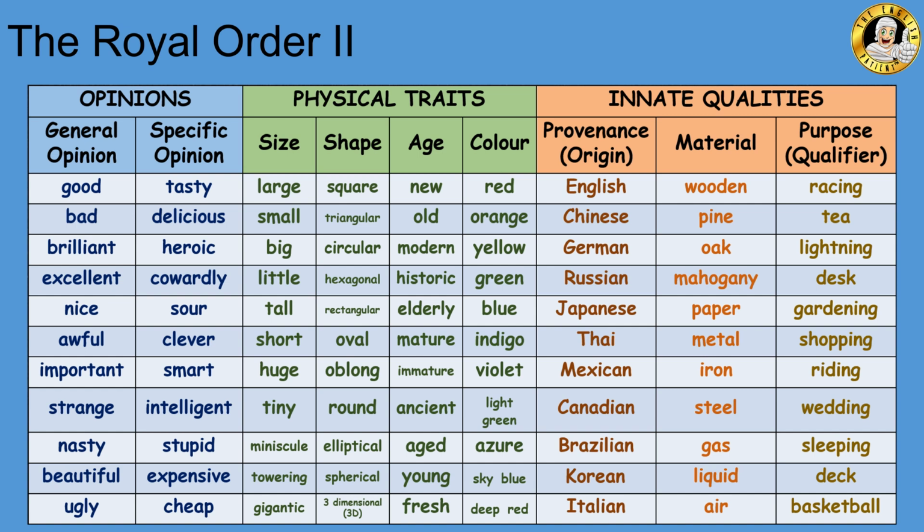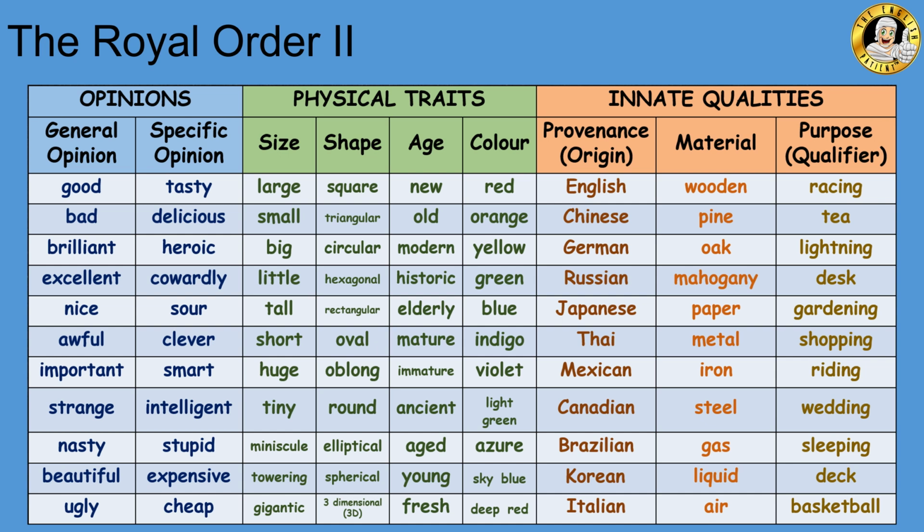But as examples of specific opinions then, tasty and delicious would be for food or drink. Heroic, cowardly, that was a personality. Sour, that's food or drink again. Clever person, smart person, intelligent person, a stupid person. Expensive thing, cheap thing. So all of these are quite specific.